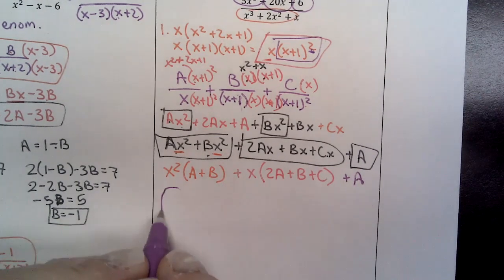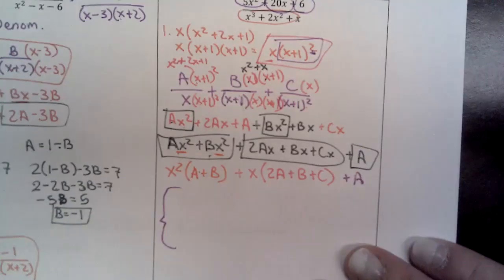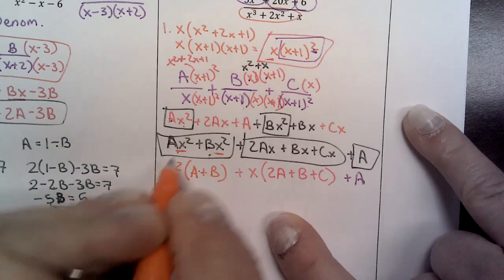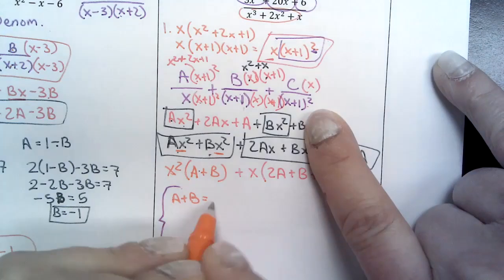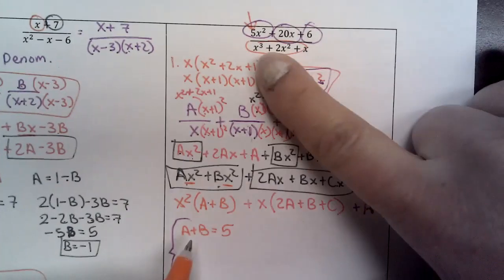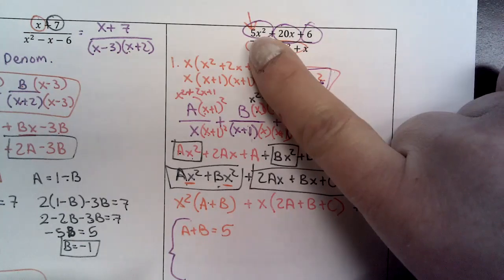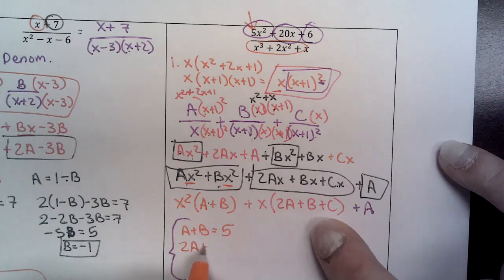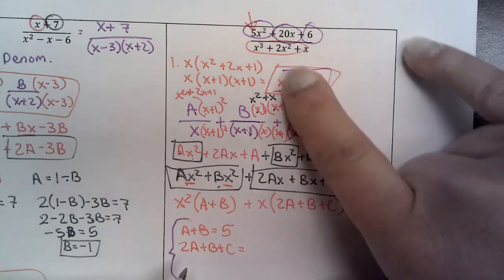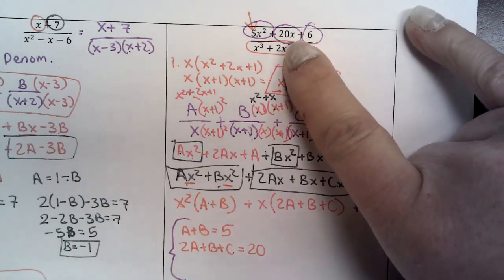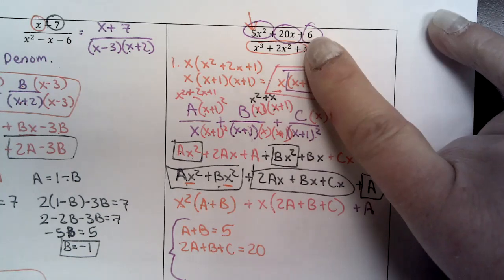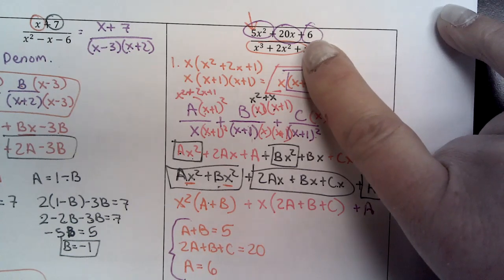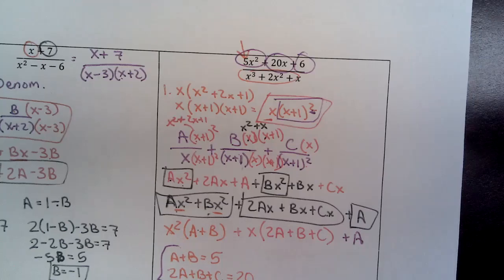Now I'm going to write my system. I'm going to start with my a plus b. There's an x squared, so I'm going to set it equal to my coefficient for x squared in my original rational expression. Now I have my x part, so my 2a plus b plus c is going to be set equal to 20, because that is my x part here. And then my constant a is going to be equal to my constant in my rational expression. Now I have a system I can solve.